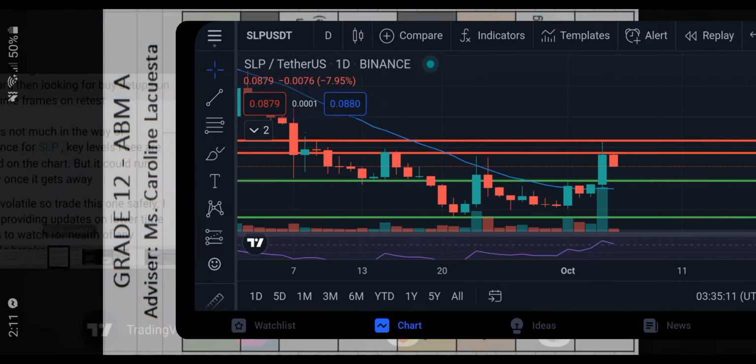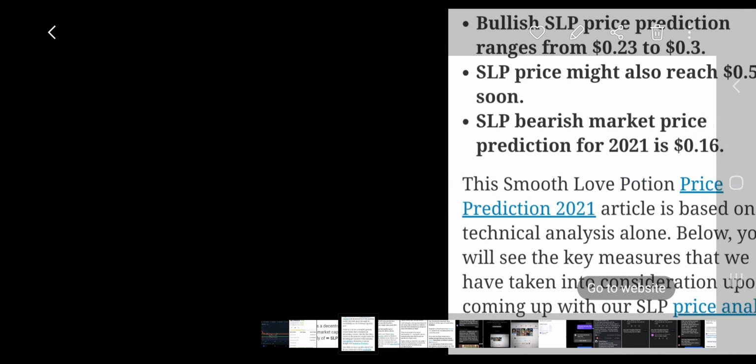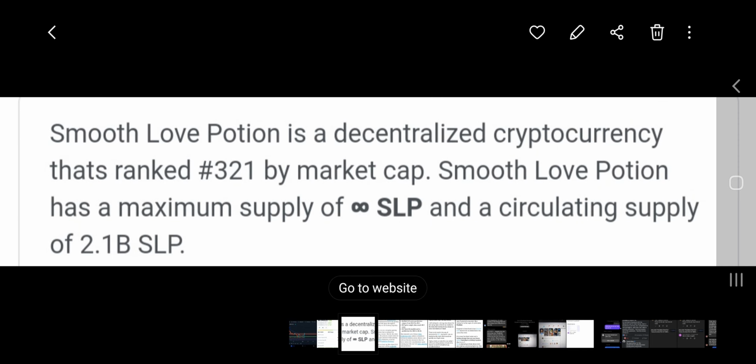So, the information that we get. Another information that we got is that Smooth Love Potion is a decentralized cryptocurrency, which, we all know, serves as a reward system in the game itself of Axie Infinity. And it has a lot of network. Smooth Love Potion is ranked at 321 by market cap. It has a maximum supply of infinite SLP and a circulating supply of 2.1 billion SLP.